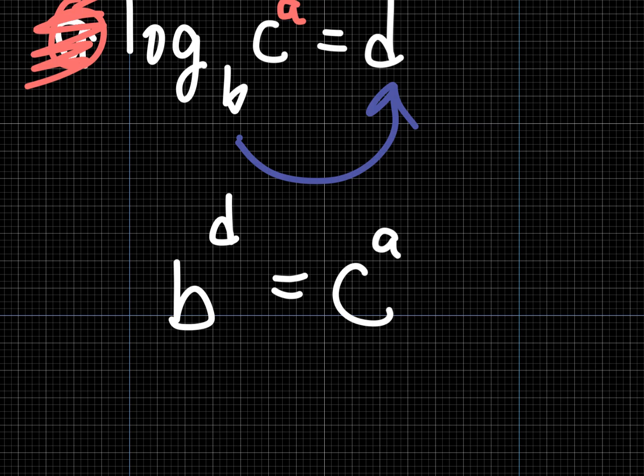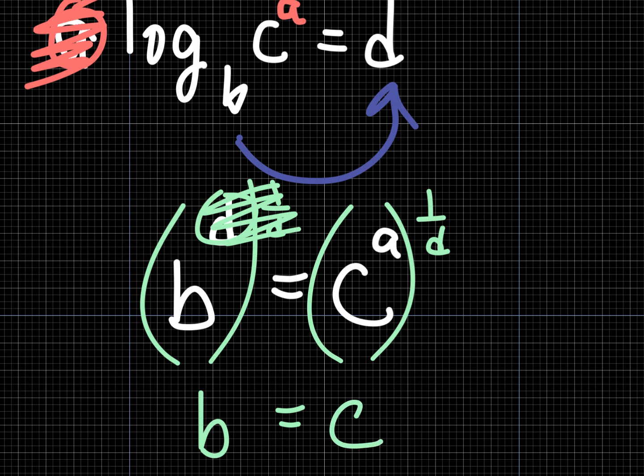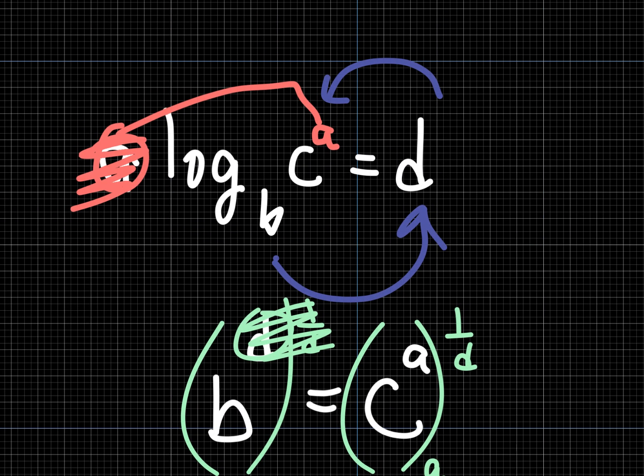you should be thinking, well, how do I get rid of this? The way you get rid of that is by putting it to the power of 1 over D. How many of you thought of that? That's almost everybody. Sweet. Then the final answer would be B equals C to the what? A over D.